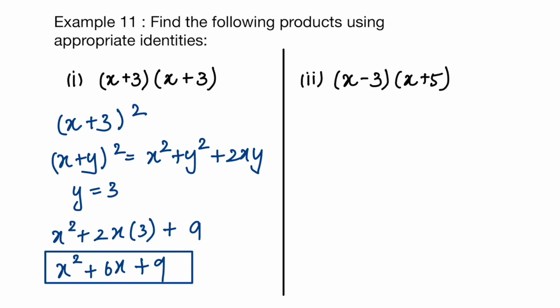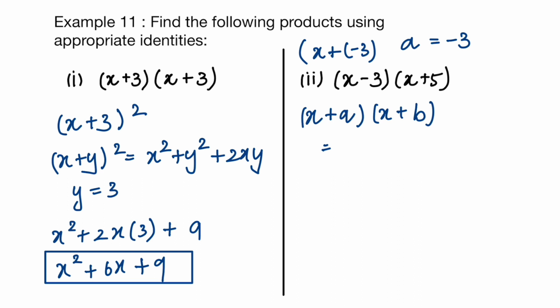Okay, so here these two are different numbers, so it can be x plus a into x plus b. Now you might have one question. In the identity it is x plus a into x plus b, but in the question we have x minus 3 into x plus 5. How can we use this identity? It's quite simple. We can use this identity. You are just going to assume that a is equal to minus 3. So x minus 3 is basically x plus minus 3, right? This is x minus 3. So you are going to assume that a is equal to minus 3. With that you can use the same formula easily.